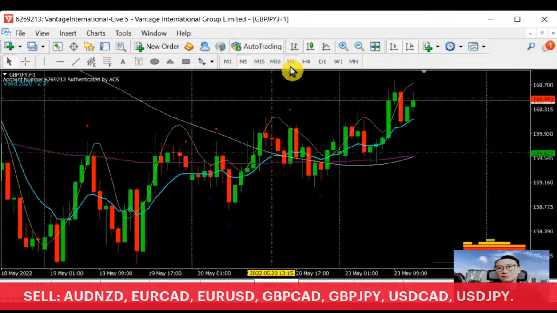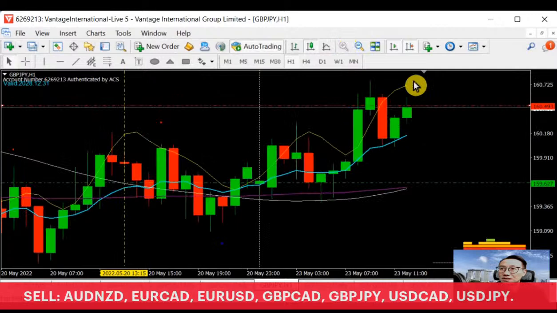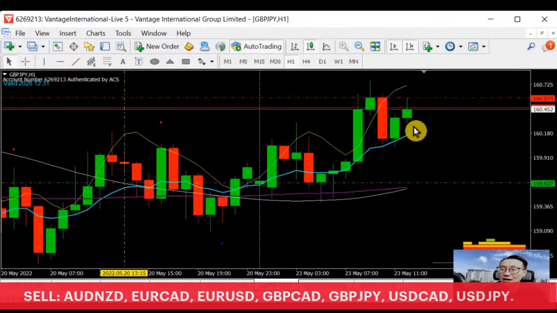Okay, so let's stay looking into H1. Look carefully in H1, huh? This area, I'm going to talk about this area. If you can see the resistance here, and this hour we have already reached the resistance. So that also means to say we have actually tested the resistance once.